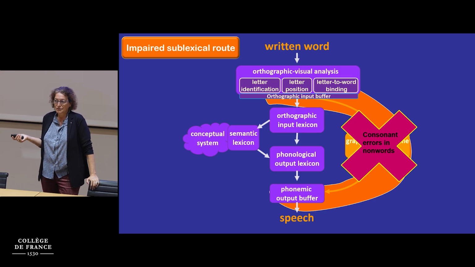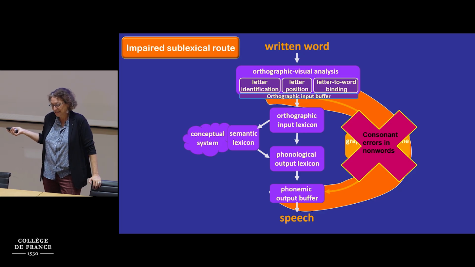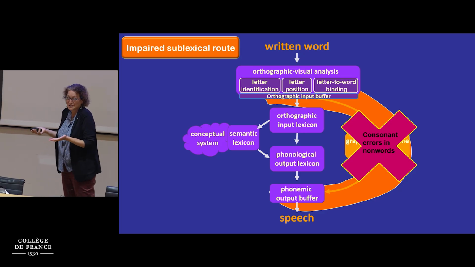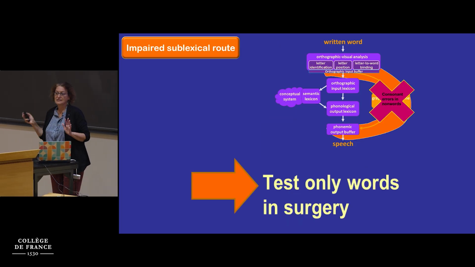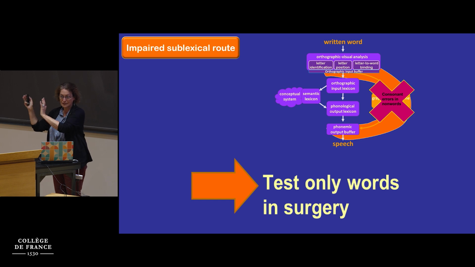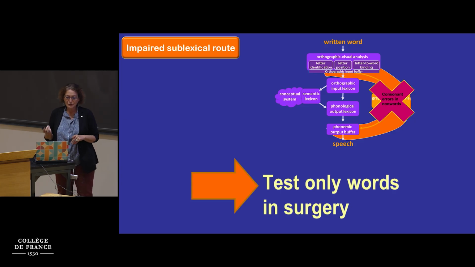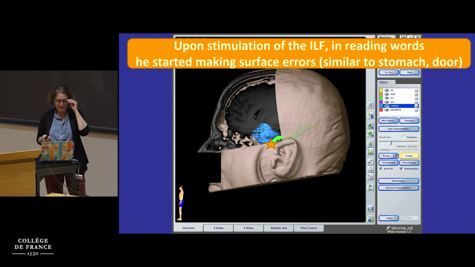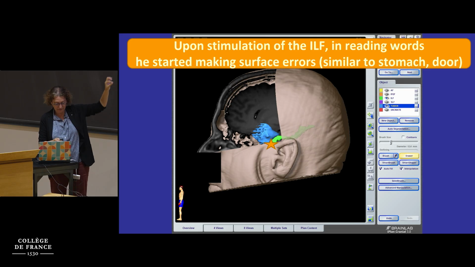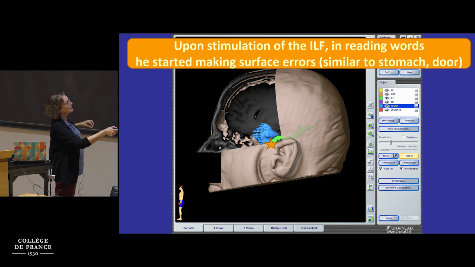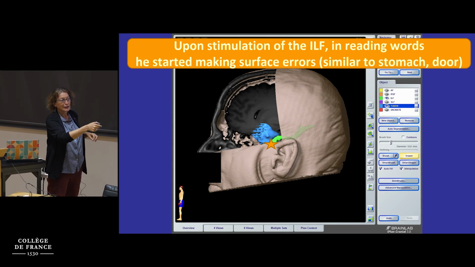Now, what do we do in surgery? We don't need to sacrifice his reading, right? What we need to do is present words that will be fine. We present existing words. So in surgery, we only tested existing words because we knew already that his tumor causes a problem in reading consonants of non-words. So during surgery, we assessed his reading, and then you see the green tract. There is a little star on the green tract. Maybe I can show you this. This is the green tract. It's the ILF. Remember the ILF? The lexical route ILF?